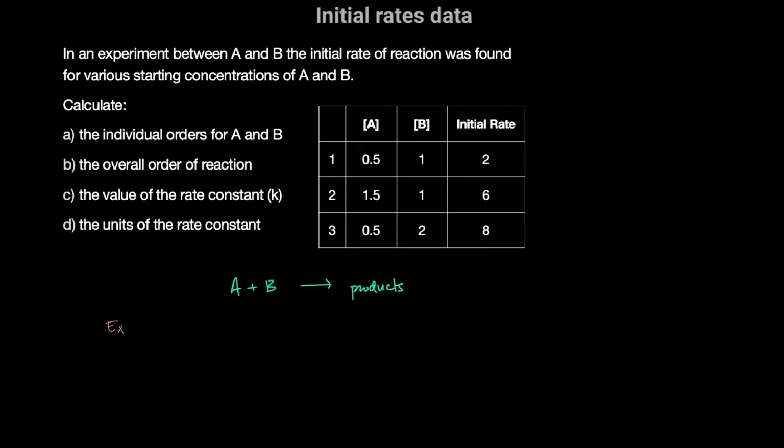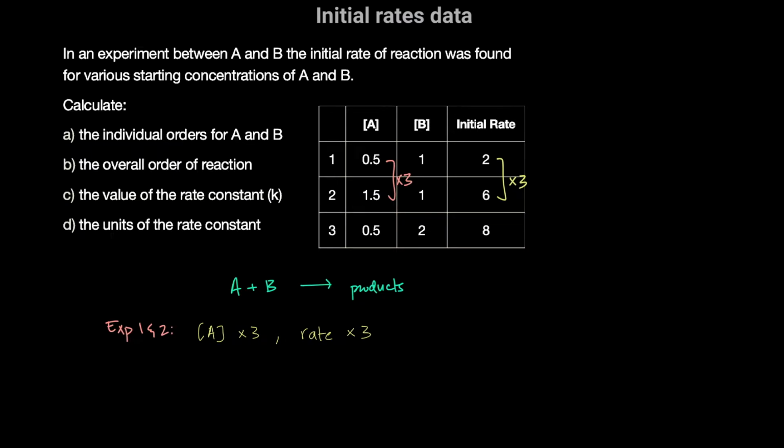So if we look at experiments 1 and 2, what we see here is that we've tripled the concentration of A. We have the same concentration of B, so we've ensured that the concentration of B has no effect, because we're keeping the same concentration. And what we see here is that the rate has been tripled. So tripling the concentration of A triples the rate. If I compare experiments 1 and 2, I've tripled the concentration of A and I have also tripled the rate as a result.